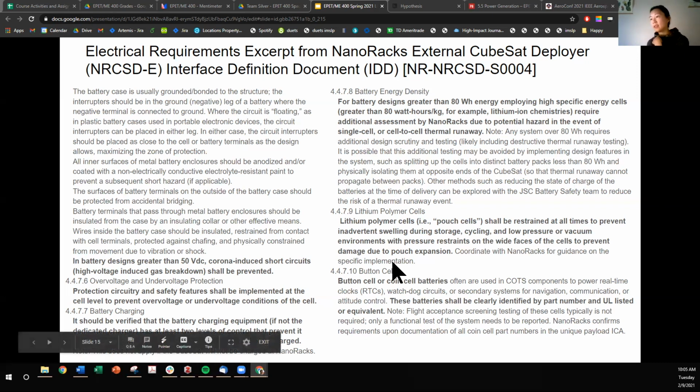Next requirement, it should be verified that the battery charging equipment, if not the dedicated charger, has at least 2 levels of control that prevent it from causing a hazardous condition on the battery being charged.